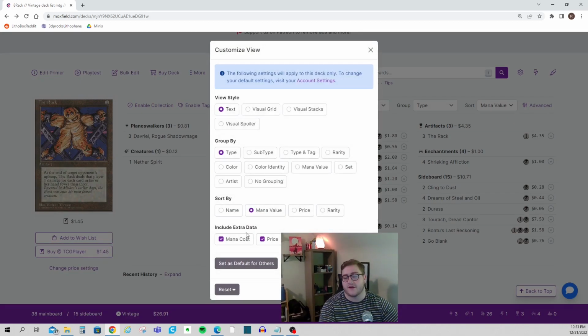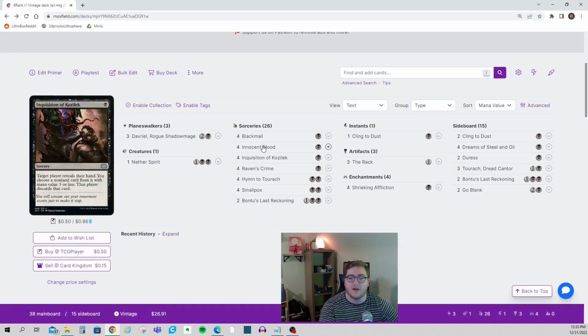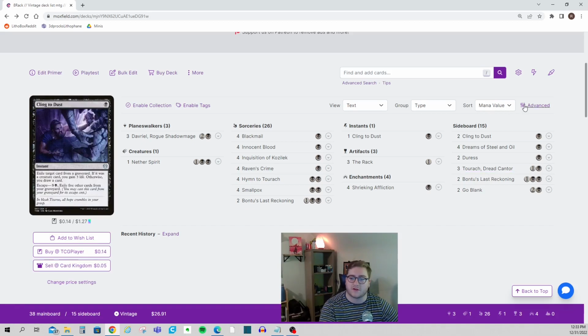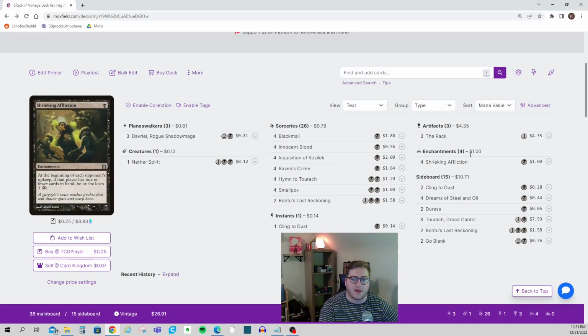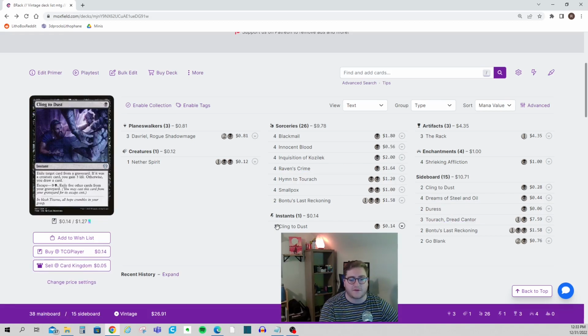The important thing here is include extra data. I think it's very important to include price when you're doing your list, because it's not super helpful to me to know that this deck is $26, but I don't know where I'm spending my money. I don't know that I'm spending $7 on Tovolar, Dire Overlord. So I like to click price, and then I like to hit set as default for others. I believe that makes it so that everyone sees more or less the same thing. So just keep that in mind. Displaying price is very helpful.